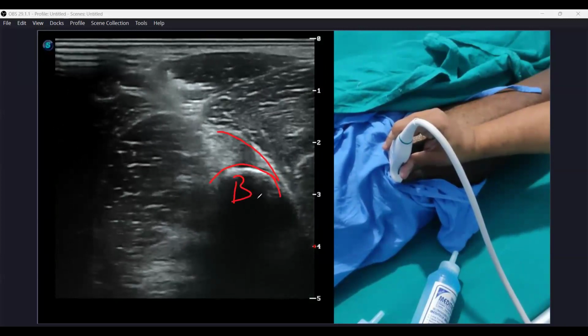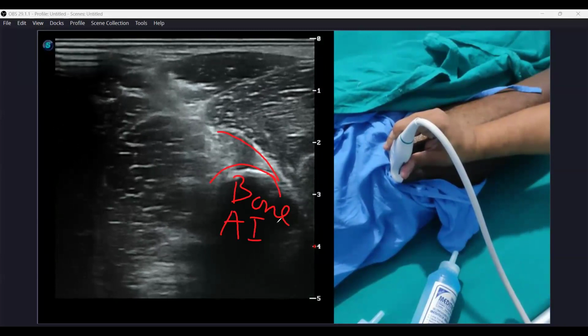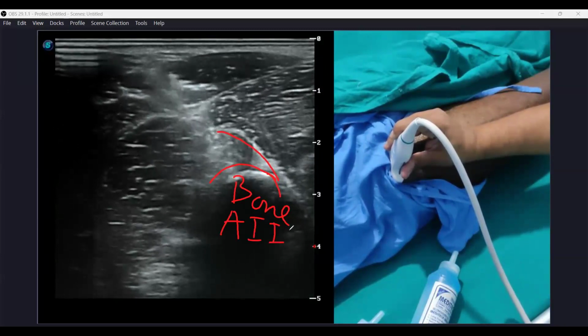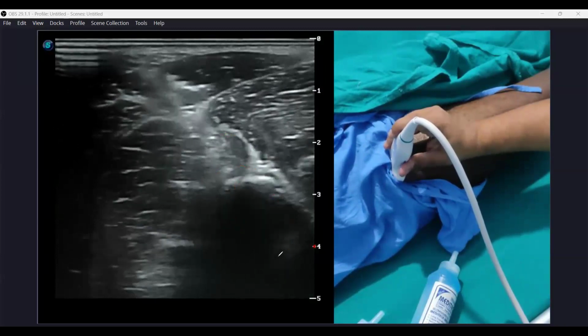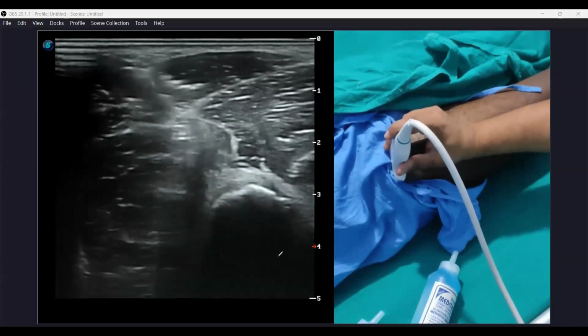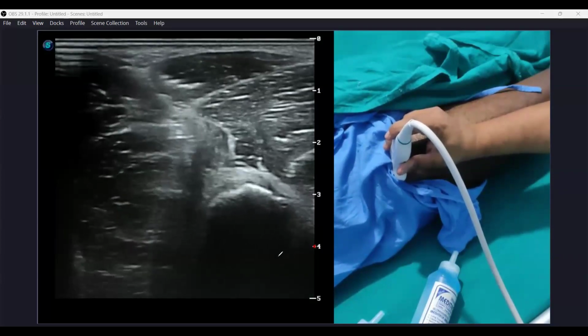So what is this bony part? Can anyone tell? Anterior inferior. Good, very good. This is the anterior inferior iliac spine. Now, sartorius is still visible above.